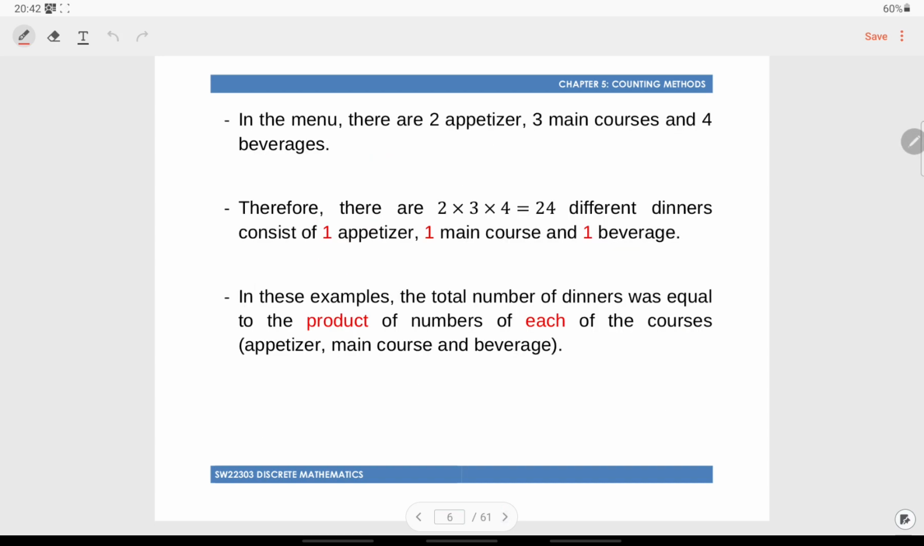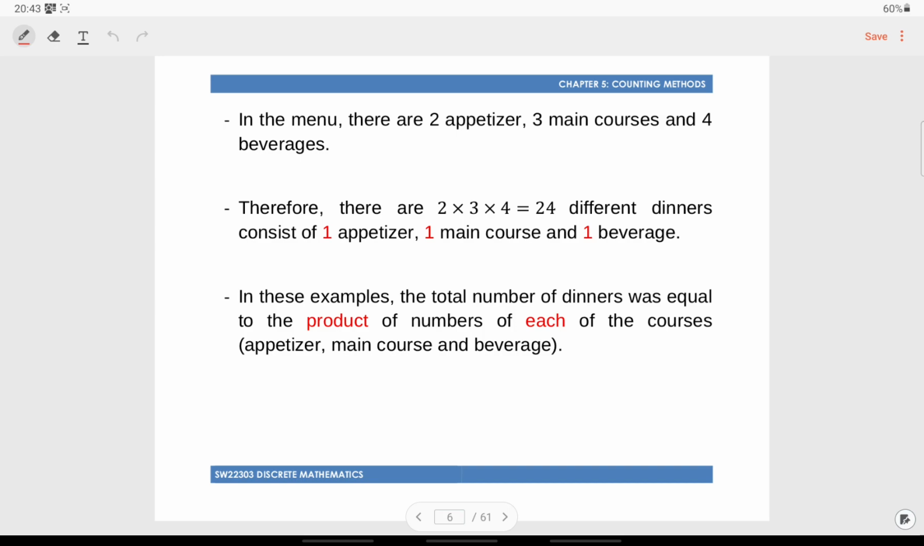Okay, so in the menu there are 2 appetizers, 3 main courses, and 4 beverages. Therefore there are 2 times 3 times 4, which is equal to 24 different dinners consisting of one appetizer, one main course, and one beverage.